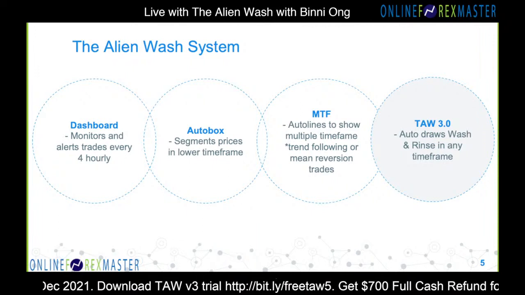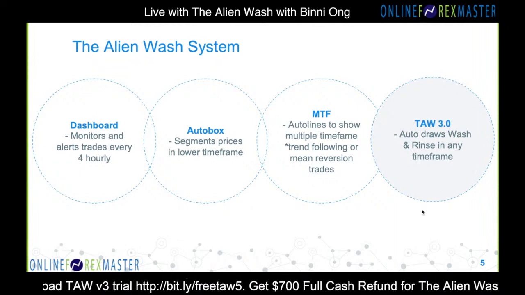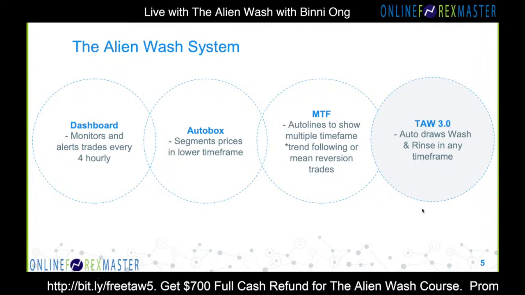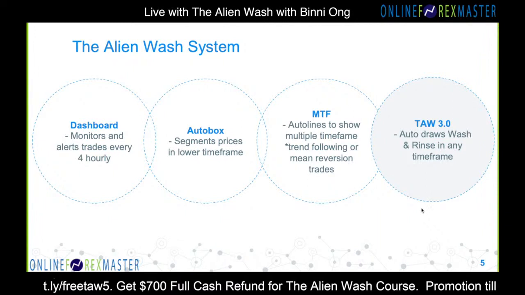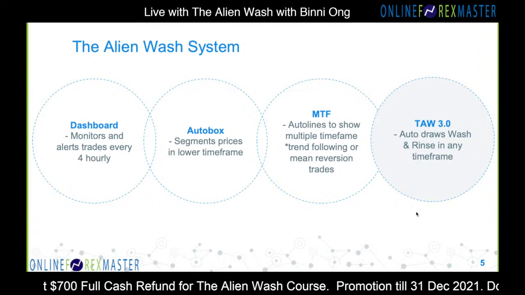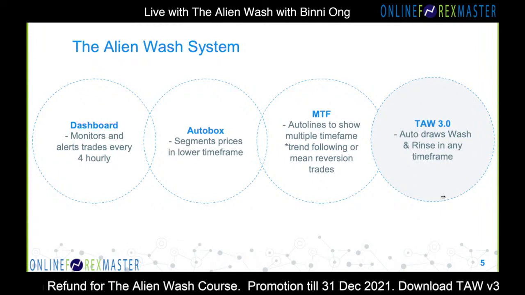Myself, I'm not using 100% automations. I still want to make decisions. I still want to have control. I don't want machines to take over. But it does free me 95% of the time to look for trades. So today I will focus on one indicator that I'm using, which is TOR 3.0.